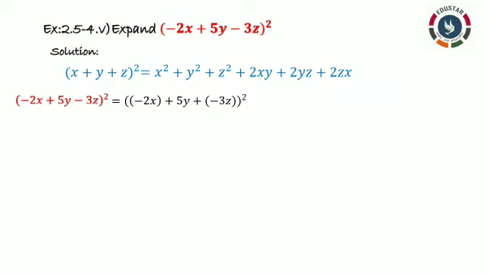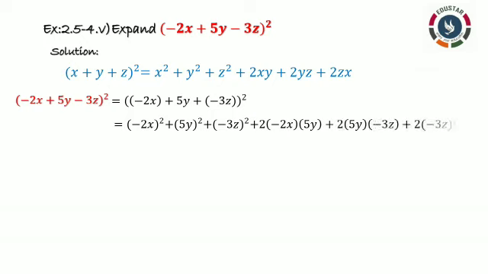We will get (-2x)² + (5y)² + (-3z)² + 2·(-2x)·(5y) + 2·(5y)·(-3z) + 2·(-3z)·(-2x). Now what is (-2x)²? Plus 4x², and (5y)² is 25y².